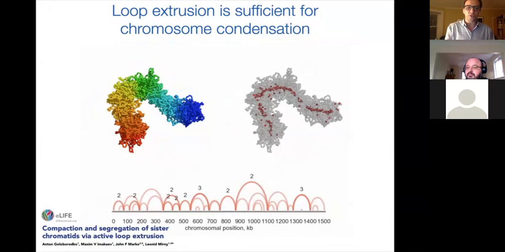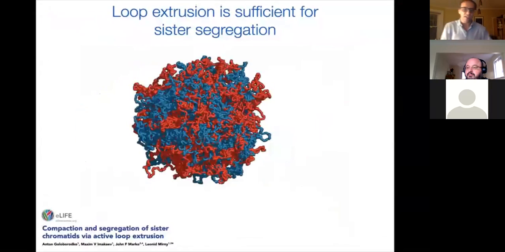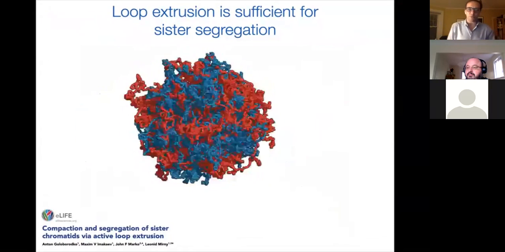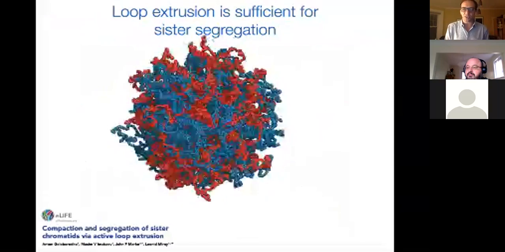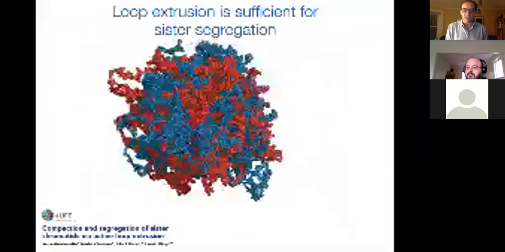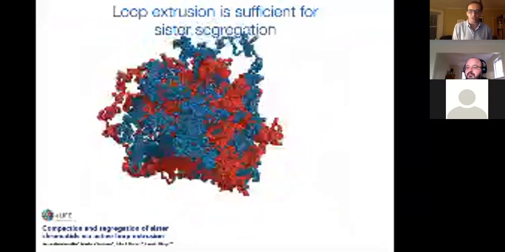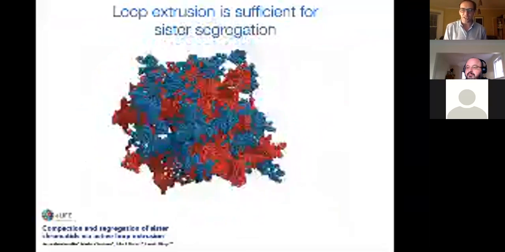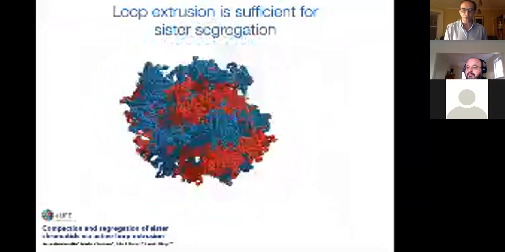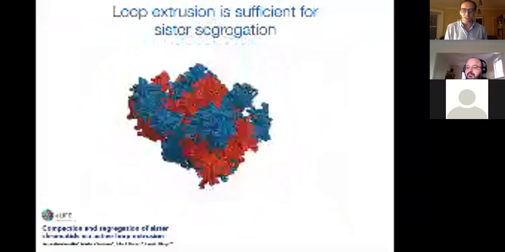Moreover, when you have two chromosomes, remember that to divide, the cell makes a copy of each DNA, and the question is how these two pieces of DNA can segregate. We say, okay, if loop extrusion acts on two initially mixed red and blue chromosomes, then eventually due to loop extrusion, they will segregate. And that's what you see here in simulations.